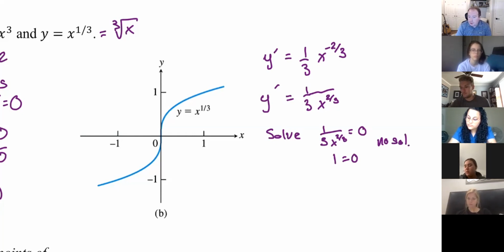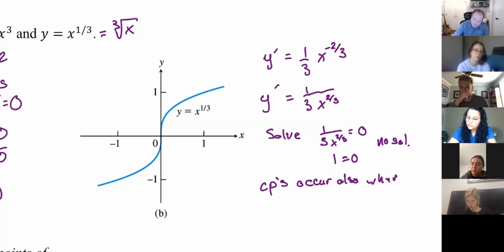But remember the other scenario where you could have a critical point. You could have a critical point also where the derivative is undefined. So CPs occur also when f prime is undefined.